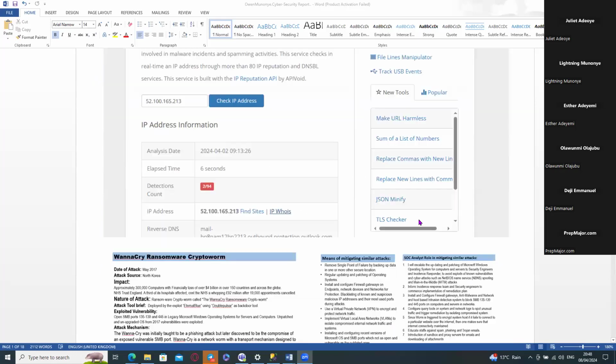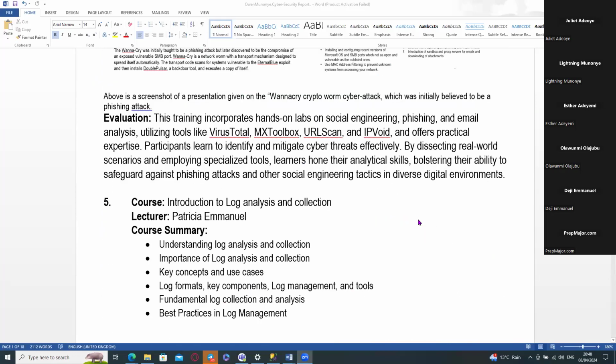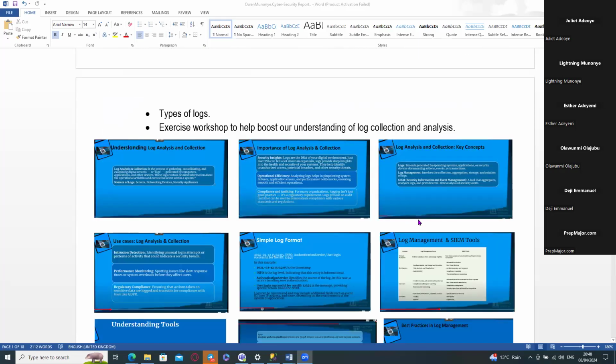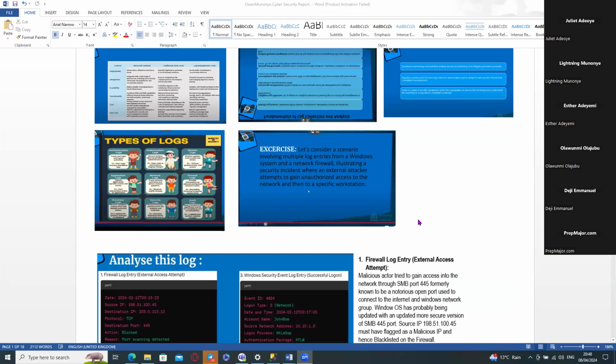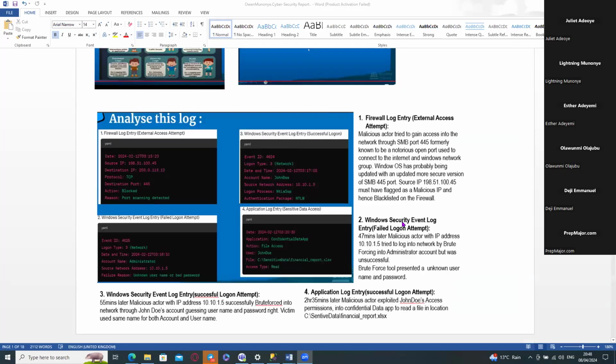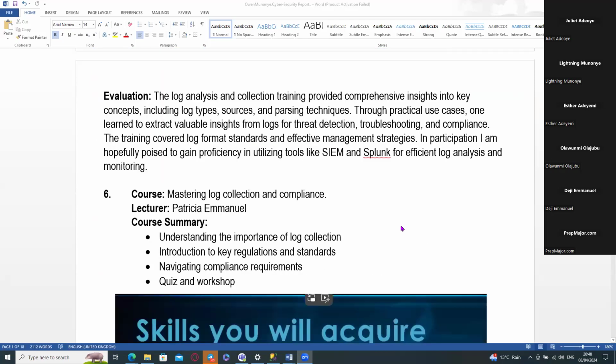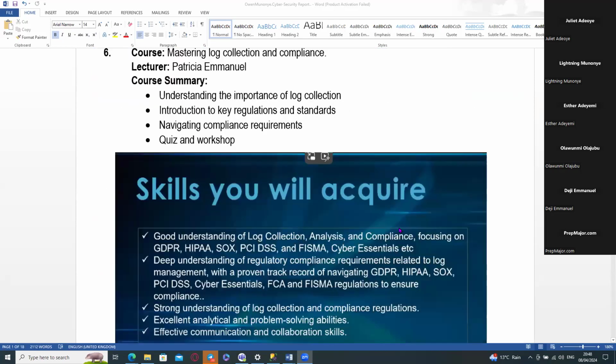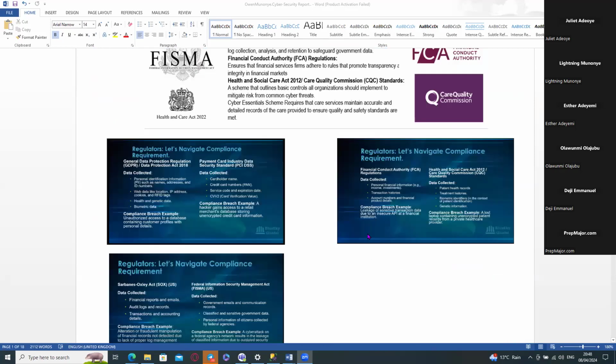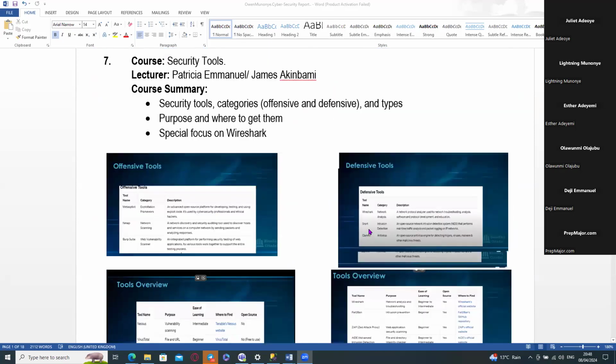From there, we went into logs, and Patricia Emmanuel did a very good job teaching us what logs are used for, and how essential they are in cybersecurity, how we can use them in forensic reports, the various parts of logs, and how we can use them to trace malicious actors. Another thing she taught us in logs is how you could use regulatory frameworks to make sure that cybersecurity standards are observed in an organization. I also have some screenshots of what we did.